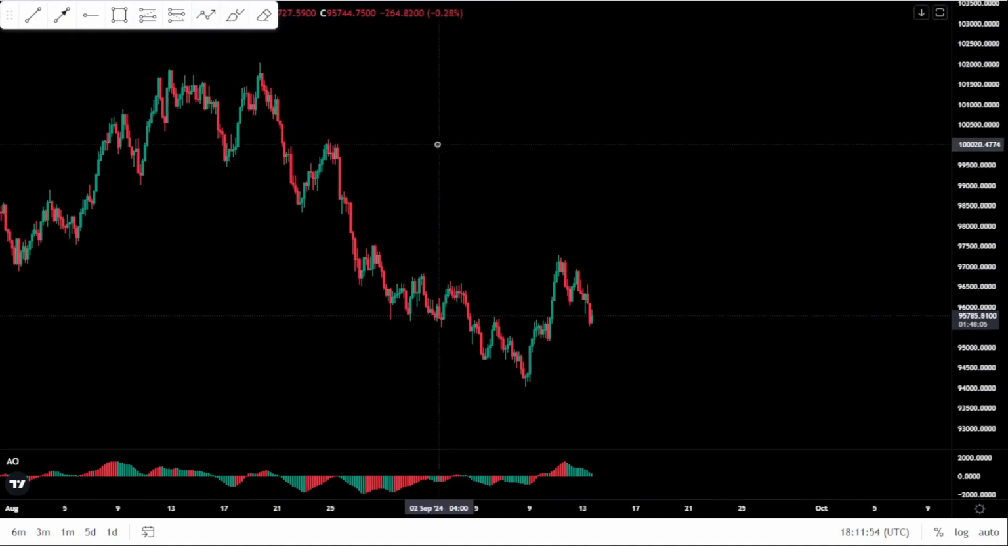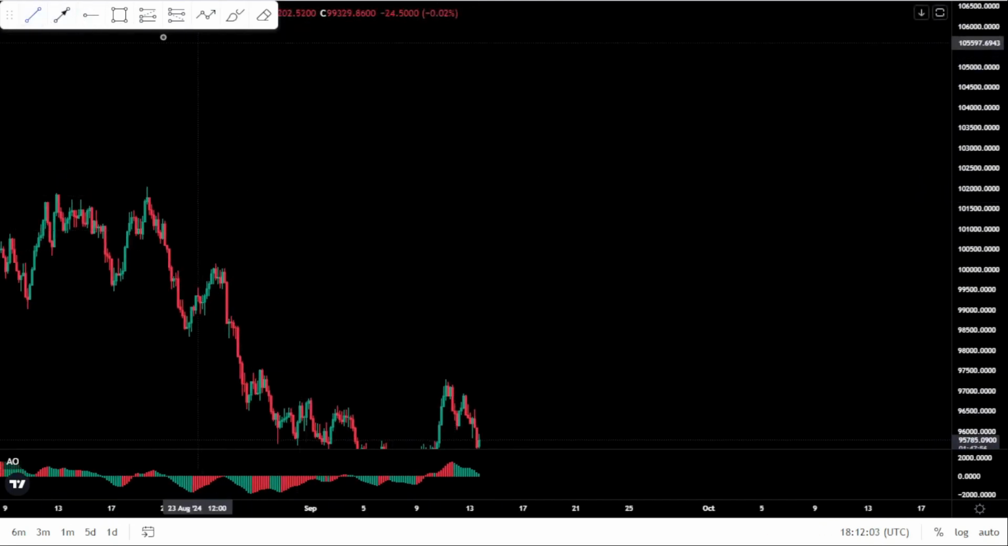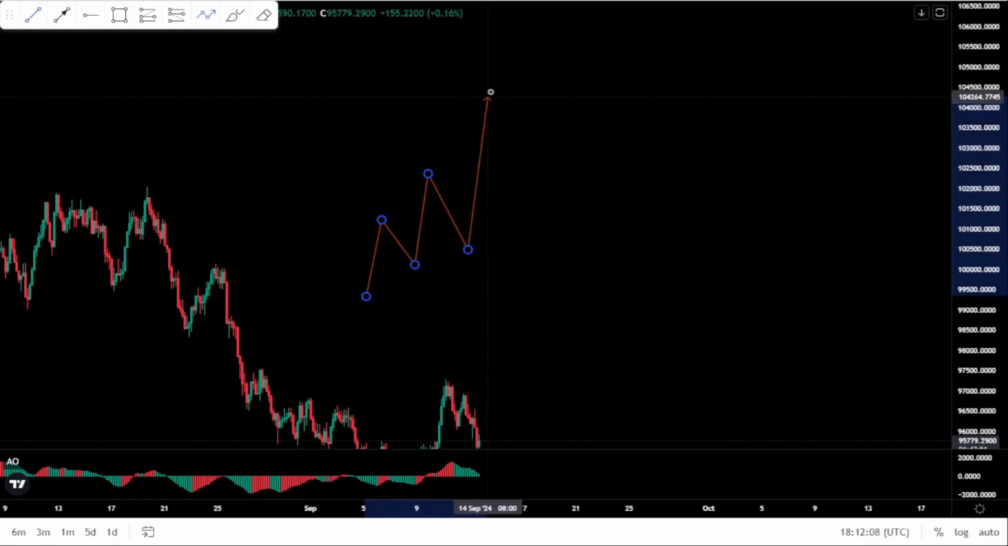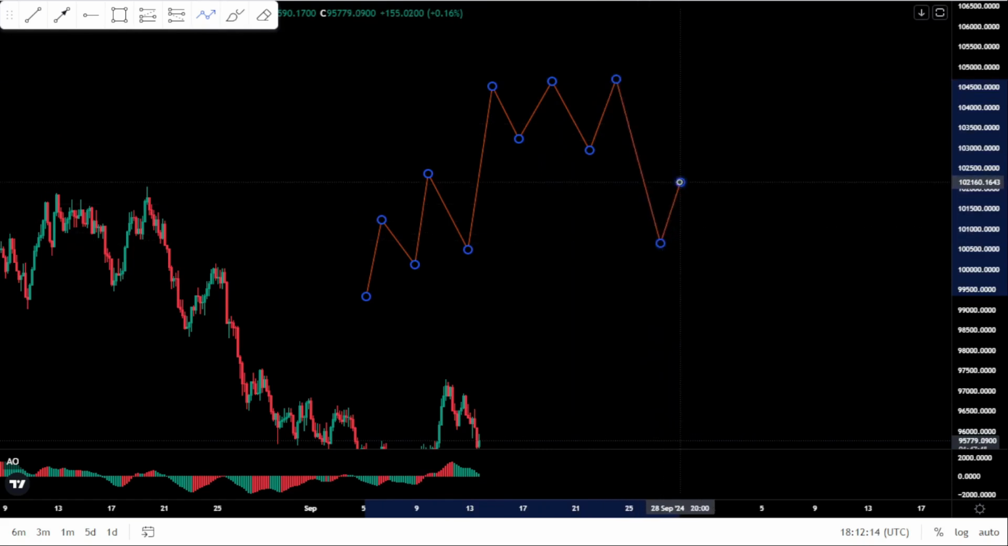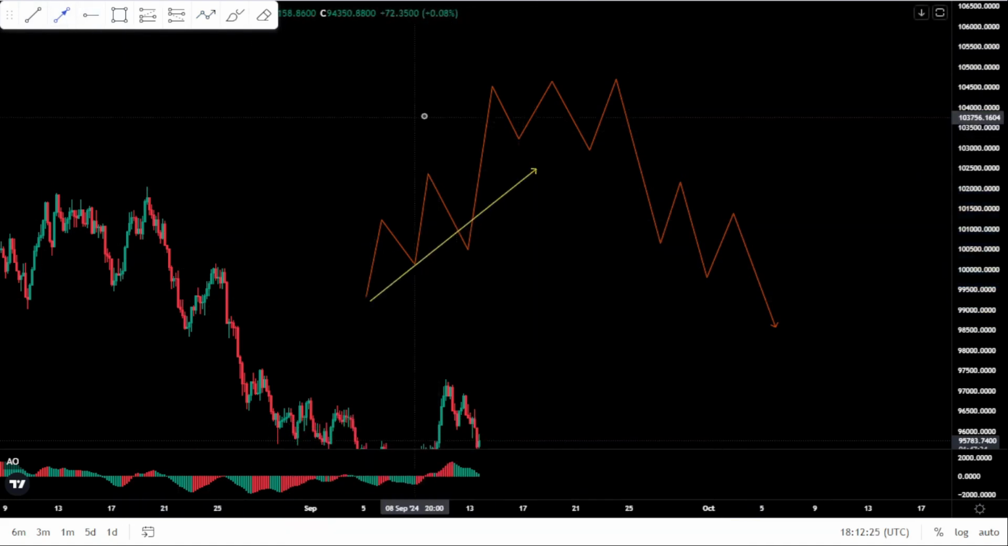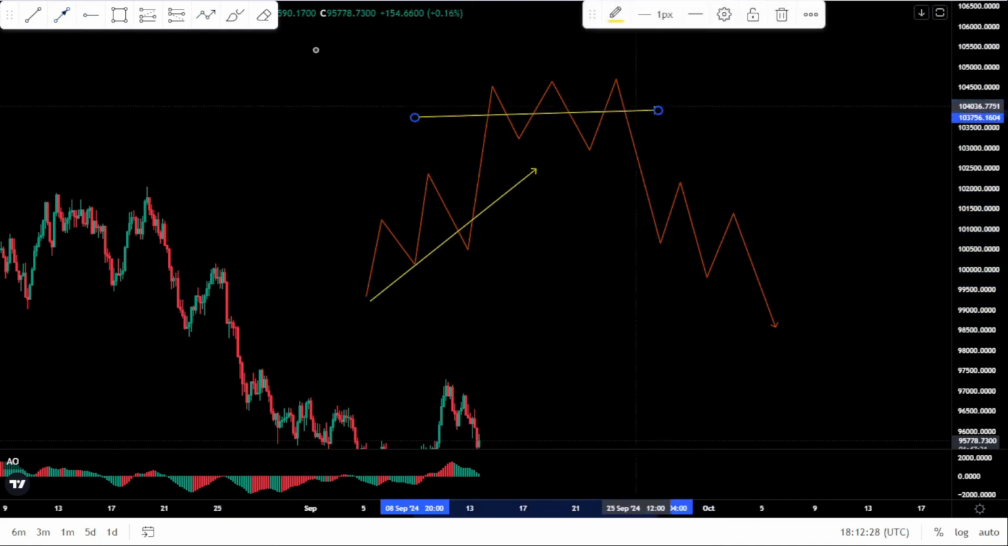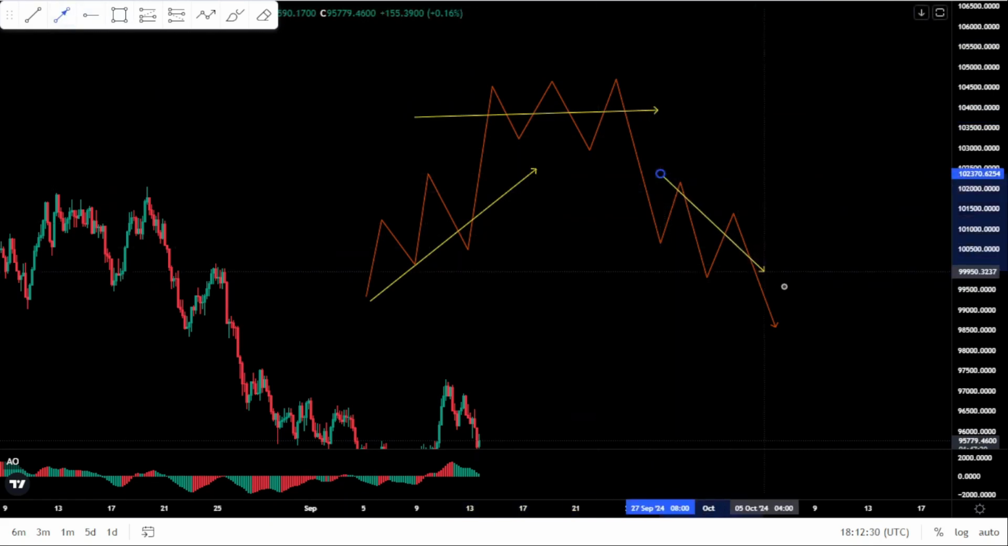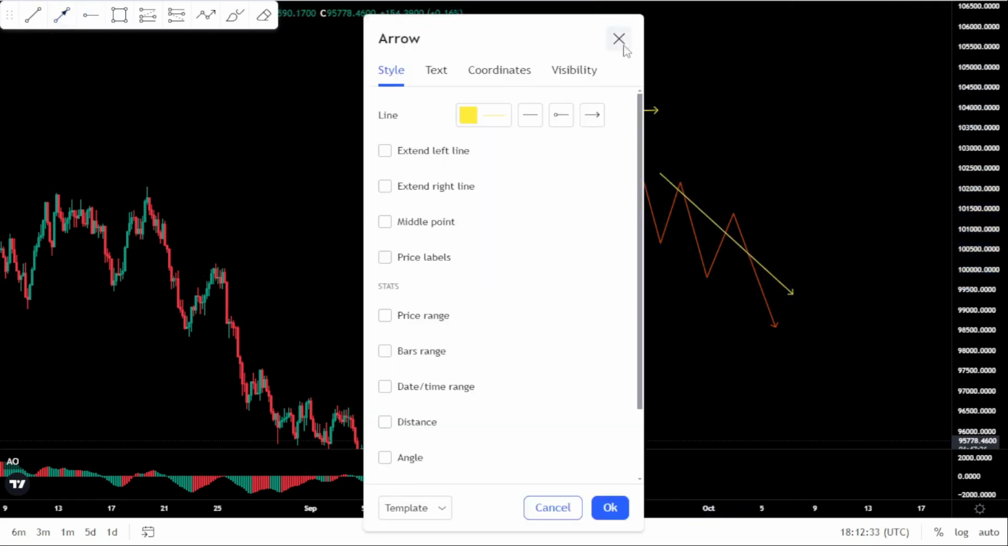The first thing we want to do is consider the market structure. Remember, the market is either moving to the upside, or it's consolidating, or it's moving to the downside. These are the various types of market we can have. Either we have an uptrend, a consolidation, or a downtrend. That should be very simple to understand.